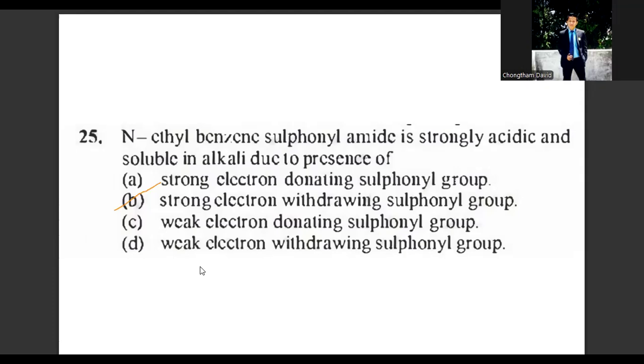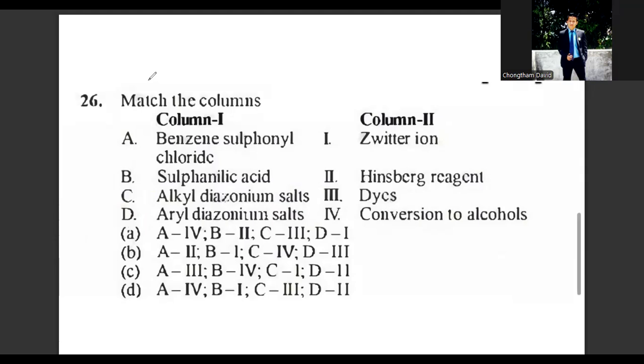Question number 26. You have to match the columns. Benzene sulfonyl chloride, which is going to be the best pair for this? That is your approach. This benzene sulfonyl chloride is also called Hinsberg reagent, and this sulfanilic acid is nothing but the zwitterion form, and diazonium salt can lead to conversion to alcohol, and this is your dye. So A2 B1 C4 D3 will be option number B. Clear? Let's move to question number 27.